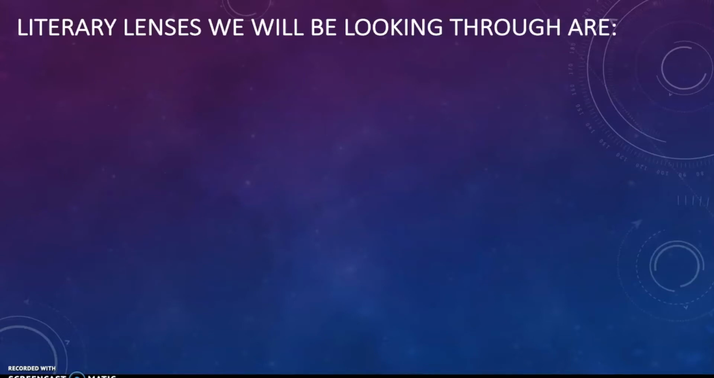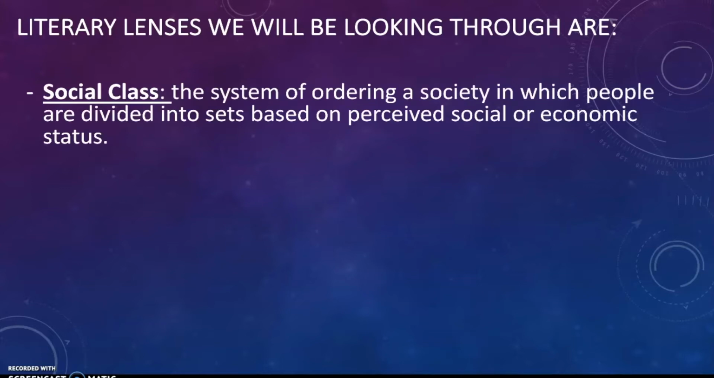The literary lenses that we'll be looking through are, first, the social class lens. This refers to the system of ordering a society in which people are divided into sets based on perceived social or economic status. What does that mean? Have you ever heard of higher class or lower class? When we talk about higher class, we really associate that with a richer, more powerful class of people. Lower class, we refer to a group of people who are, quote unquote, working class, who earn less, and who are traditionally seen to have less power.